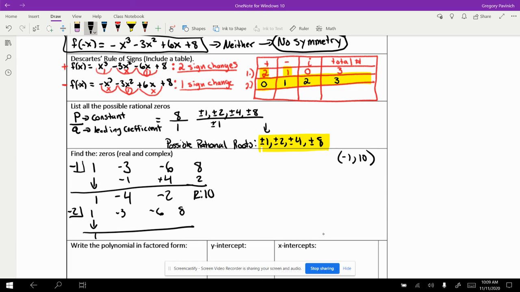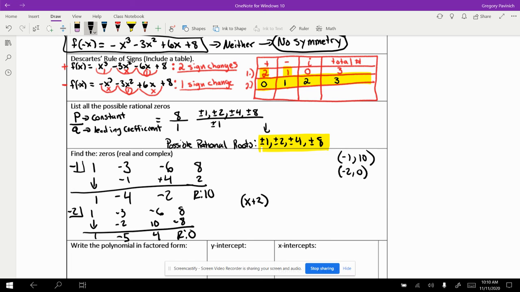So I get -2 times 1 is -2. I get -5 when I sum those together. I get 10. I get +4 when I add those, and then I get -8. And I get a 0 remainder. Now I know that when I plugged in -2, my output was 0. So -2 is an x-intercept. So I'm ready to write that as a factor, x plus 2.